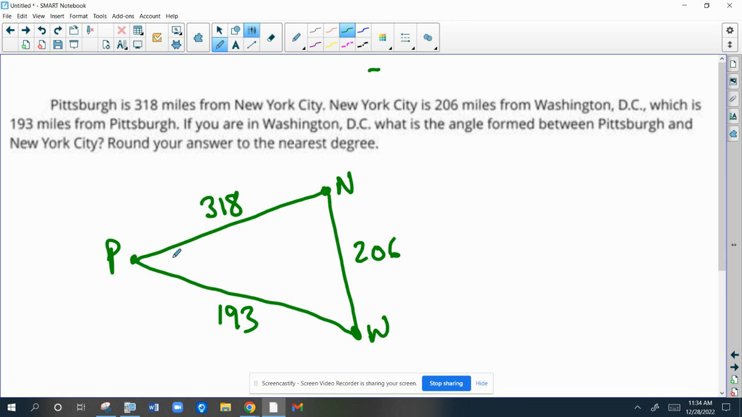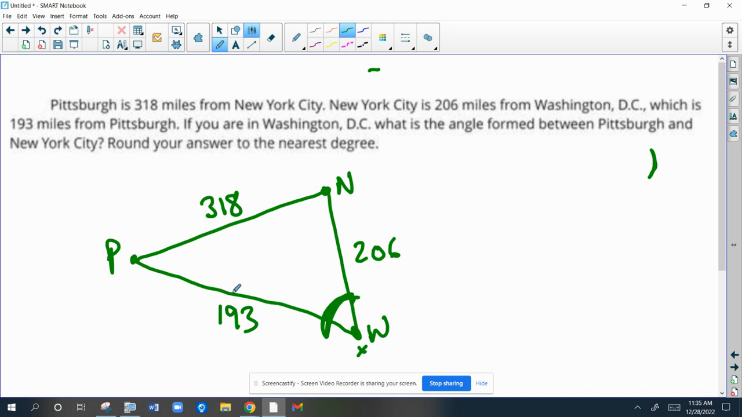So Pittsburgh and New York City, we'll call it that. Oh, if you're in Washington, D.C., no. I read that wrong. My mistake. So that's going to happen. So I'm glad that happened. It says if you are in Washington, D.C., so you're here, what is the angle formed between Pittsburgh and New York City? So we're looking for this angle.